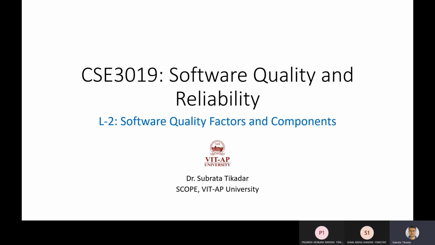So welcome to lecture 2 for the course Software Quality and Reliability. In lecture 1, we learned about software quality assurance, specifically the definition of software quality assurance and other related terms, like software product, the principle of software quality assurance, software errors, faults, and failures, software quality assurance versus software quality control and the basic difference between them. And also we have learned the basic difference between software engineering and software quality engineering. So today we will learn software quality factors and components.